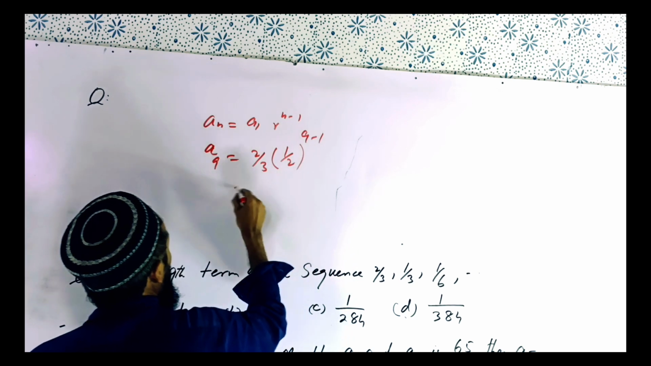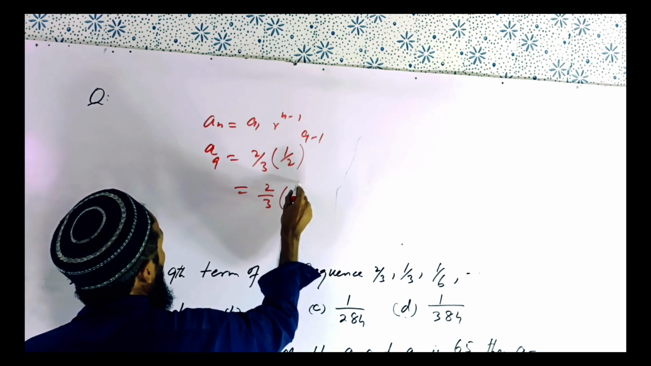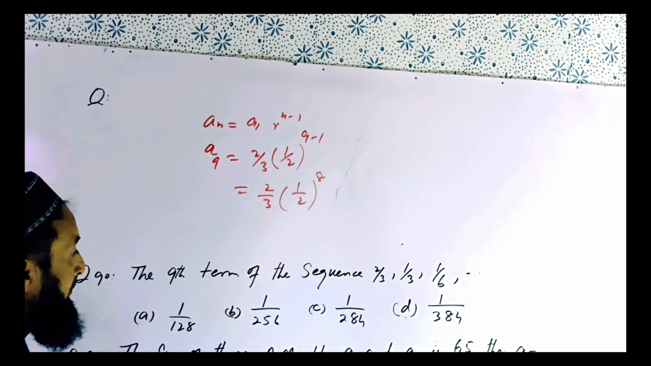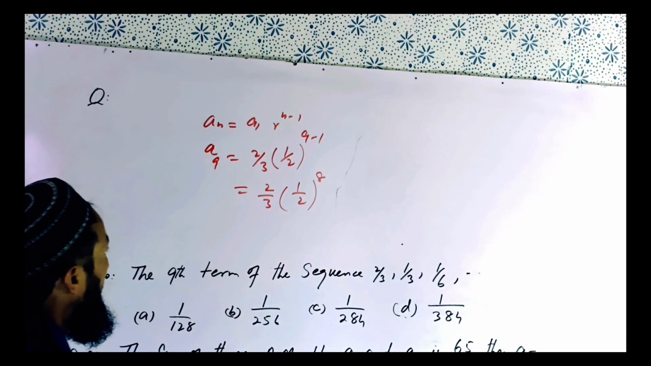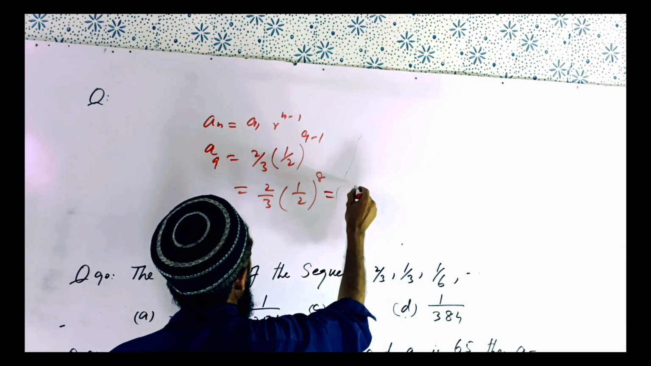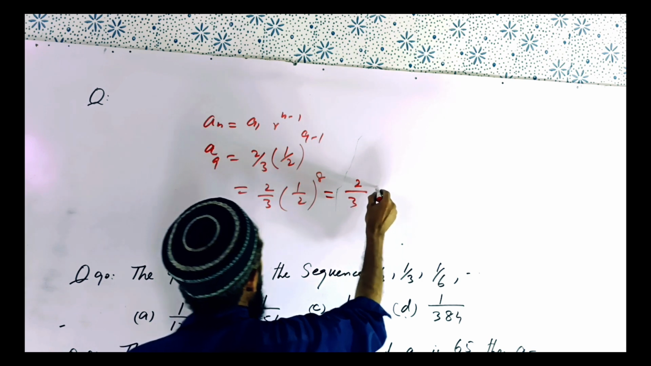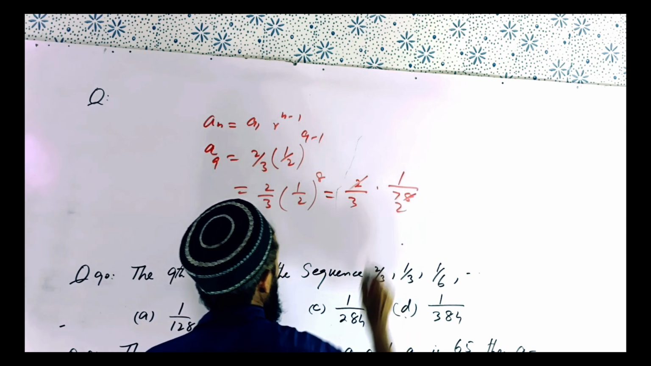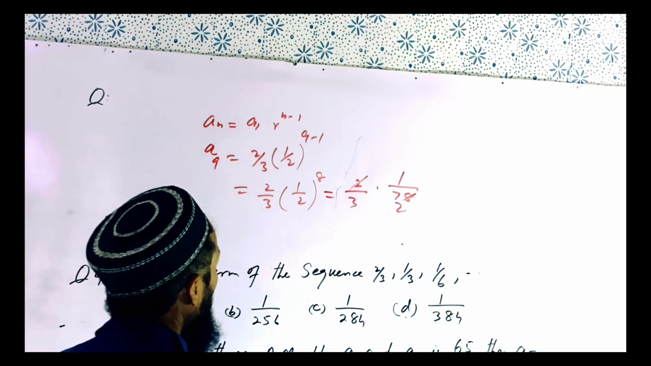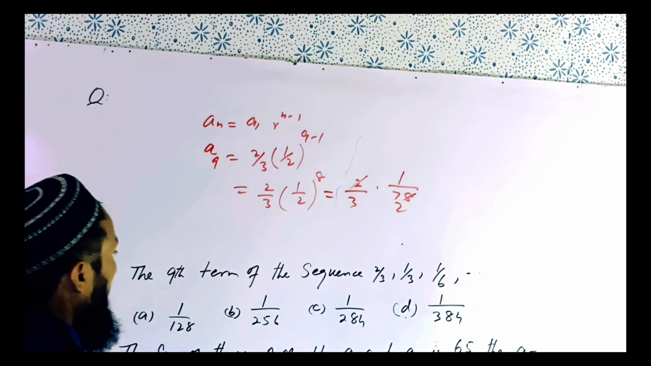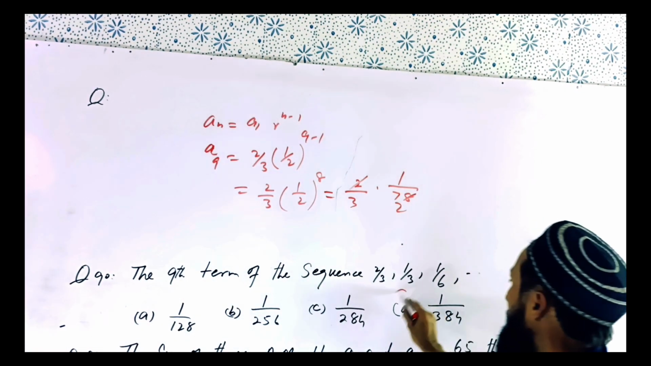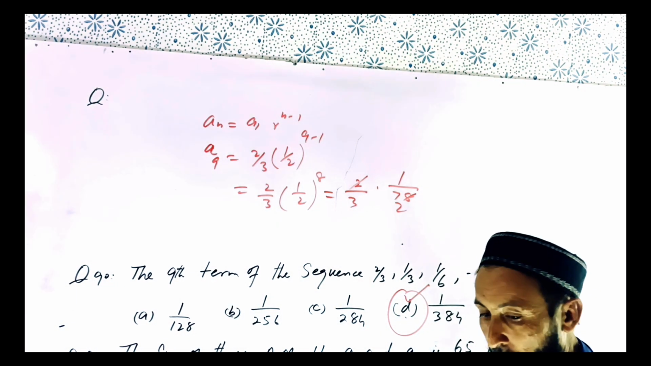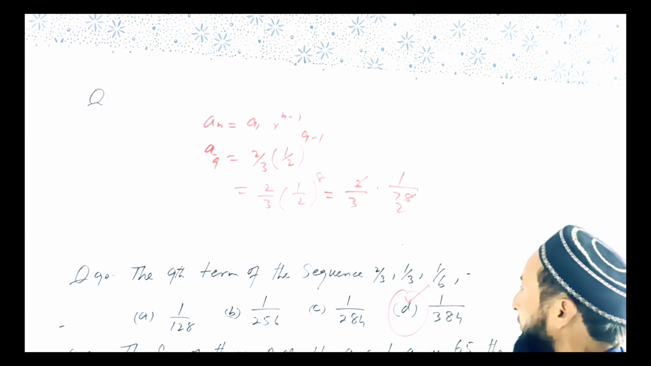9 minus 1 is 8, so we get 2/3 times (1/2) to the power 8. So this will be cancelled, we get 7, and multiplying by 3 we get 384. So the correct answer is 1/384.